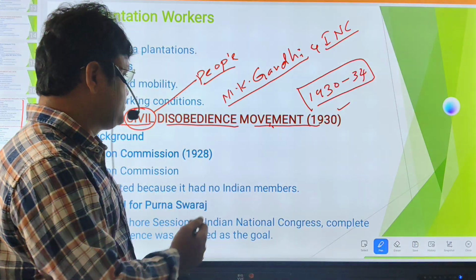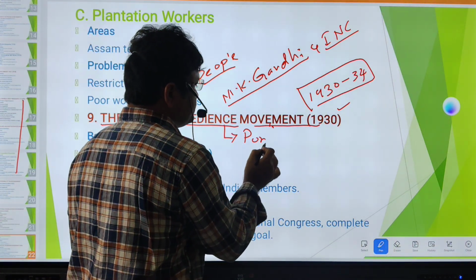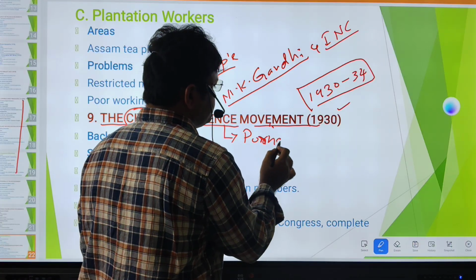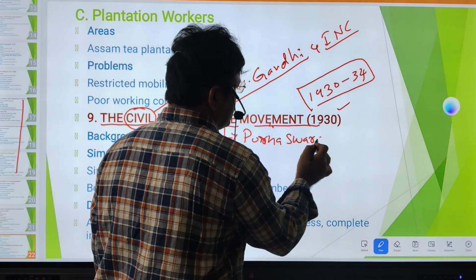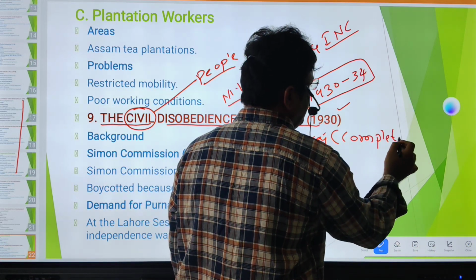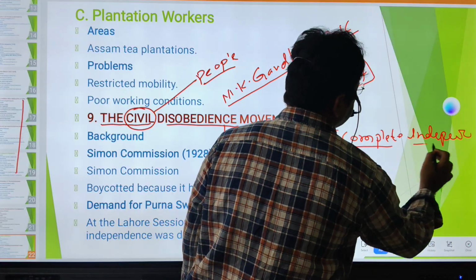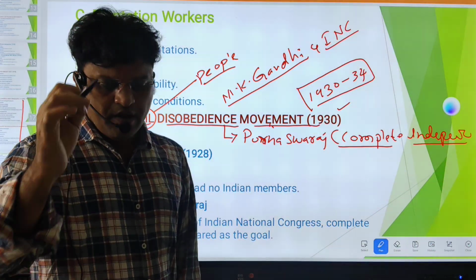And what was its objective? The objective is to get Purna Swaraj. What is Purna Swaraj? Complete independence from the Britishers.